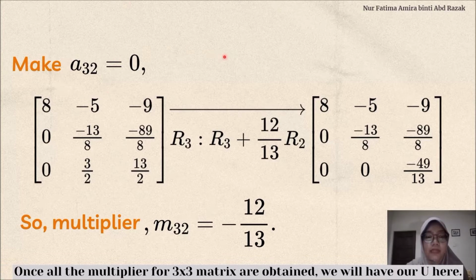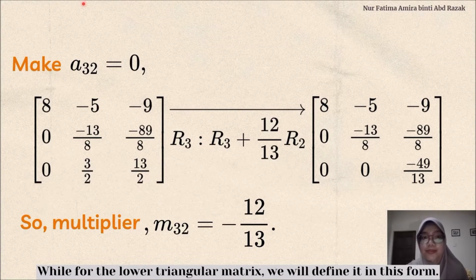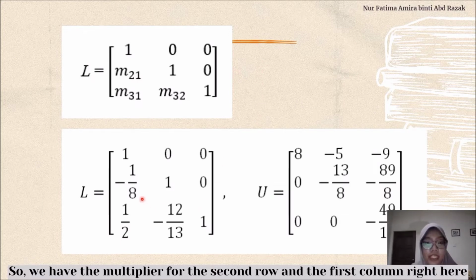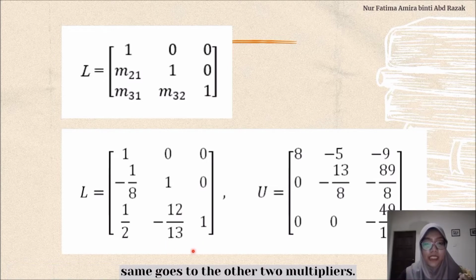Once all the multipliers for the 3 by 3 matrix are obtained, we will have our upper triangular matrix here. While for the lower triangular matrix, we will define it in this form. So we have the multiplier for the second row and the first column right here. The same goes for the other two multipliers.